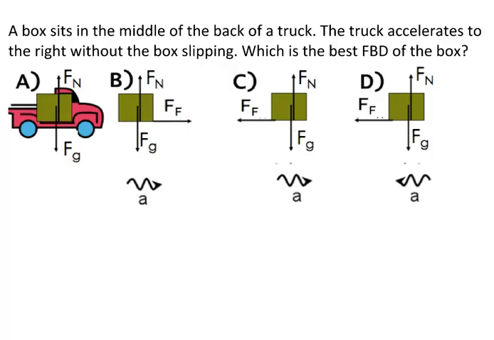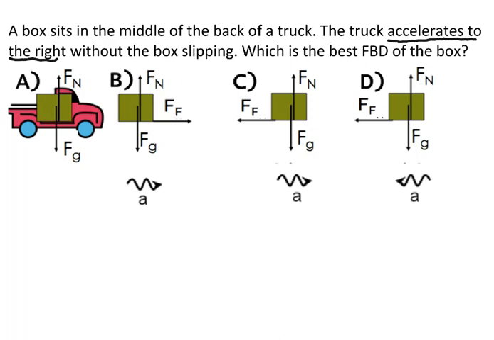Let's make it a bit trickier. So let's say the light turns green and the truck is going to accelerate to the right, or accelerate forwards here, and the box does not slip out of the back of the truck, so it stays put in the back of the truck. Which would be your best free body diagram to describe the box now?